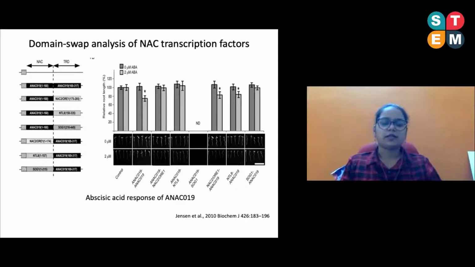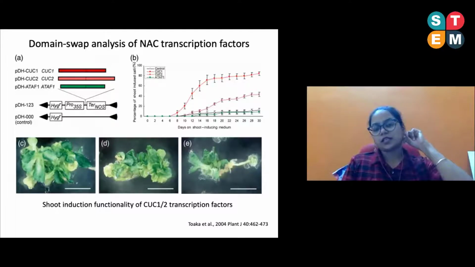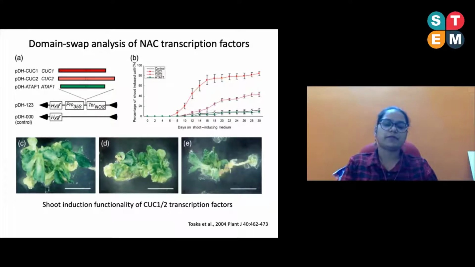A similar study by Taoka et al. was published in 2004, where they did a domain swap analysis of a CUC transcription factor. These transcription factors are known to play an essential role in shoot apical meristem development and shoot induction. When they did domain swap analysis, they identified that the N-terminal domain was essential for the shoot induction functionality, while the C-terminal domain could be swapped with the C domains of other NAC transcription factors.